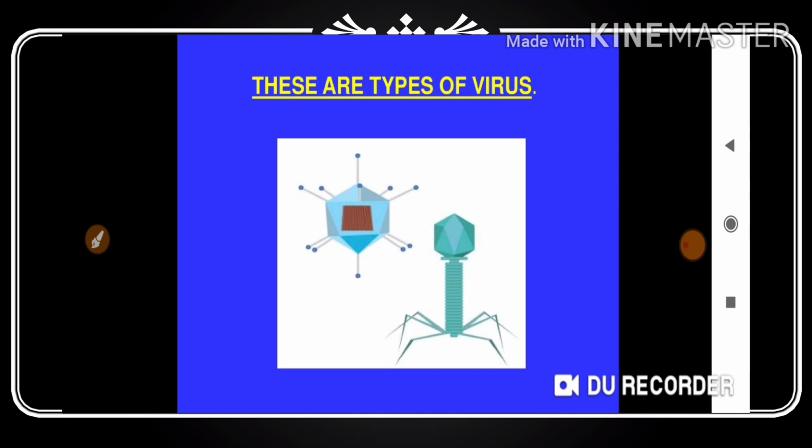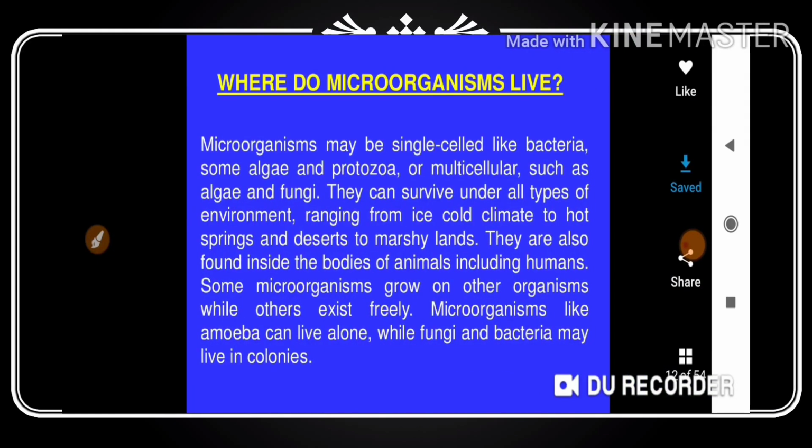So here we'll discuss a little bit where microorganisms live. Microorganisms may be single celled, like bacteria, some algae and protozoa, or multicellular, such as algae and fungi.